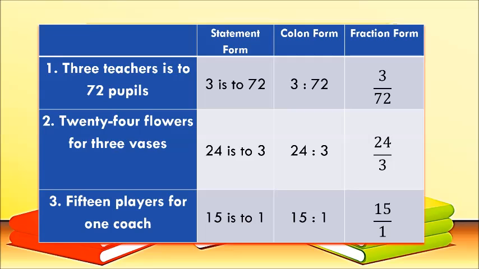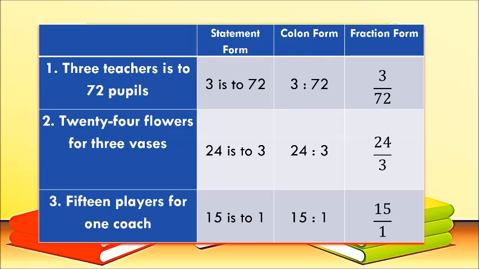How many vases do we have? We have 3. Next, column form, so 24, colon, then 3. Then fraction form, 24 will be the numerator, then 3 will be the denominator. Next, last example, we have 15 players for 1 coach. Okay, so first number is 15. So 15 is to 1. 15 over 1 or 15 is to 1.